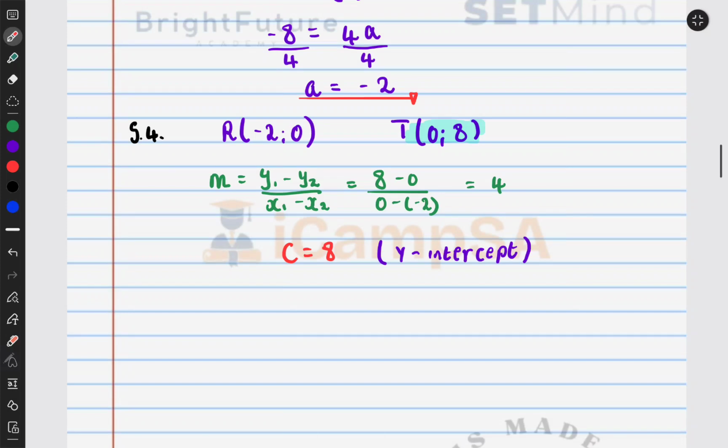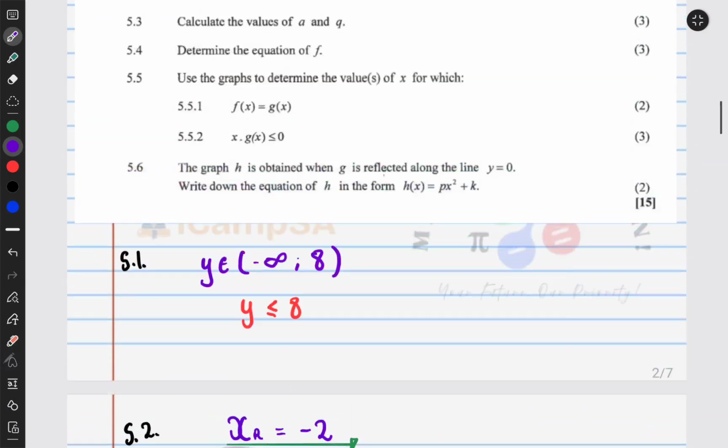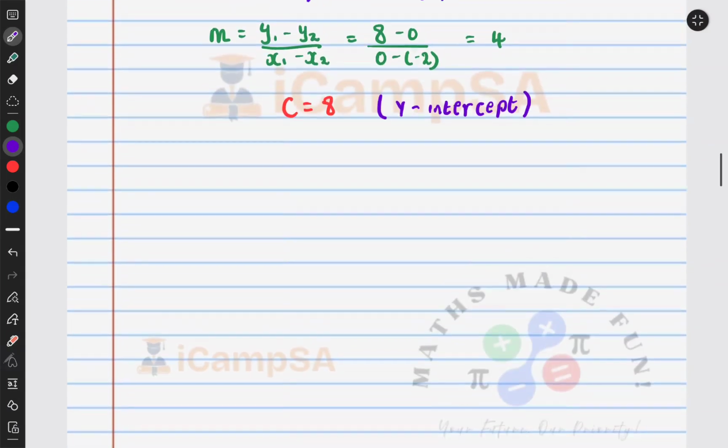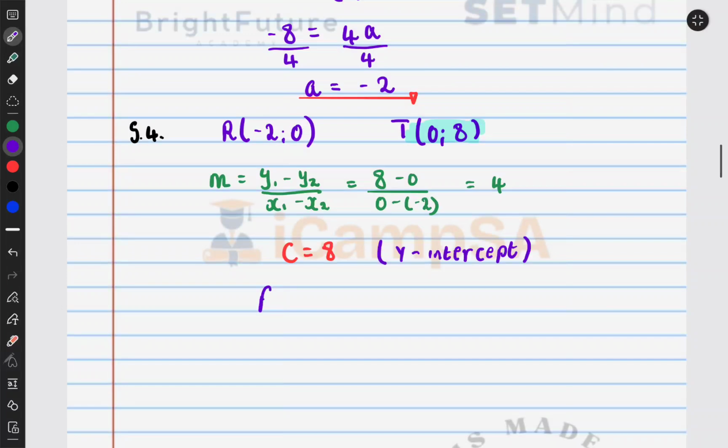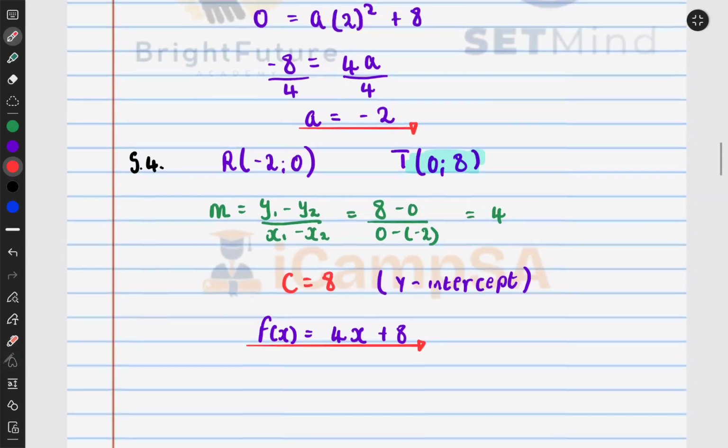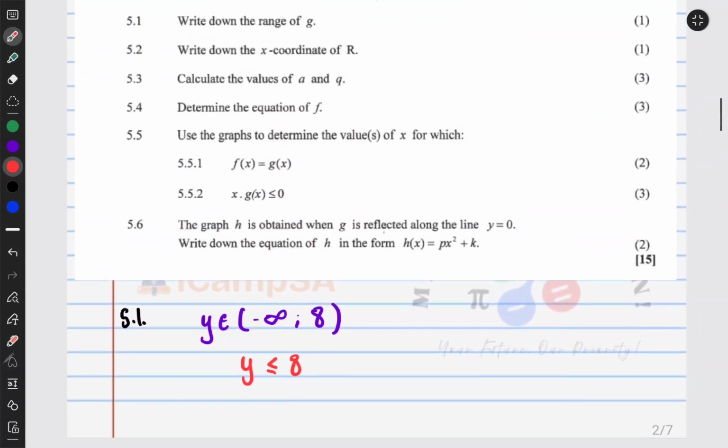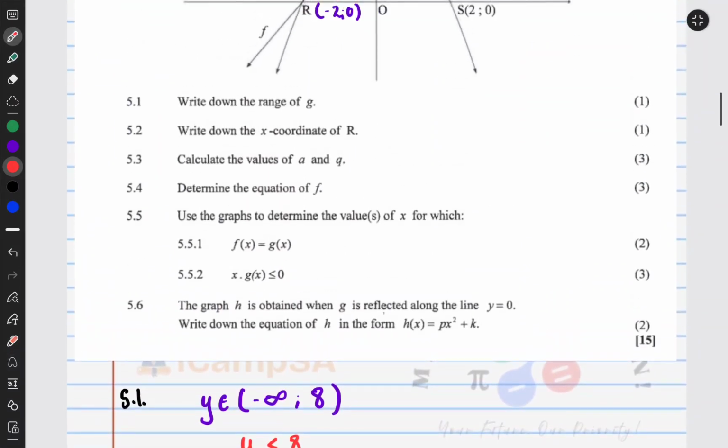So c is equal to 8. Therefore, the equation now becomes, what is this called? It's f. So the equation is going to be f at x is equal to 4x plus 8. That is going to be the equation of f.